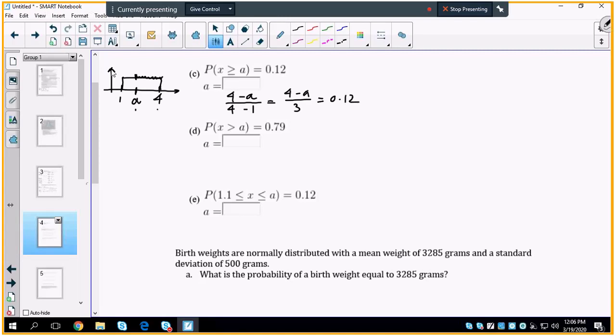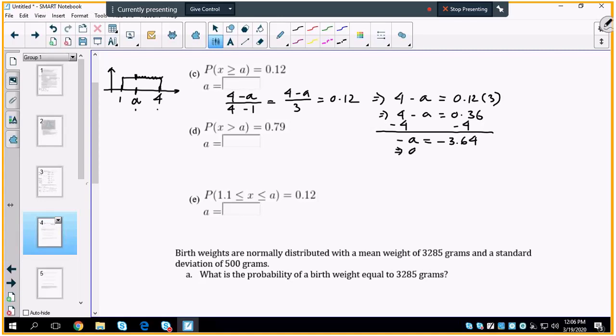Multiply 3 on both sides, you get 4 minus a equal to 0.12 times 3. So you get 4 minus a equal to 0.36. Then you subtract 4 from both sides. So you get minus a is equal to negative 3.64 when I simplify the right-hand side. I wanted a, so a is going to be positive 3.64, and that answers my question. So I found a is equal to 3.64.